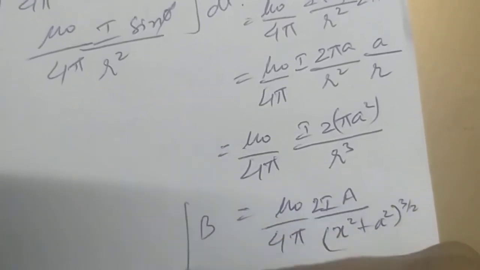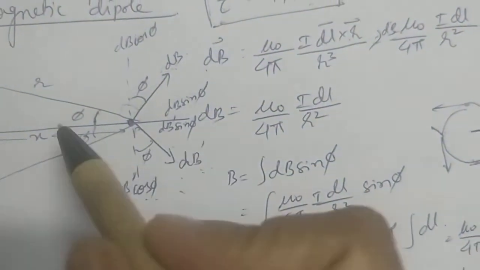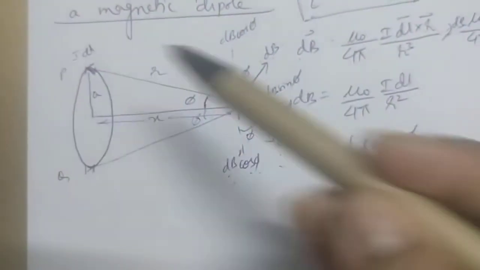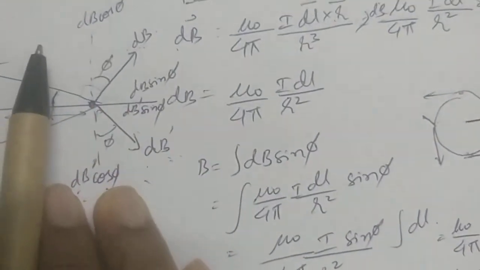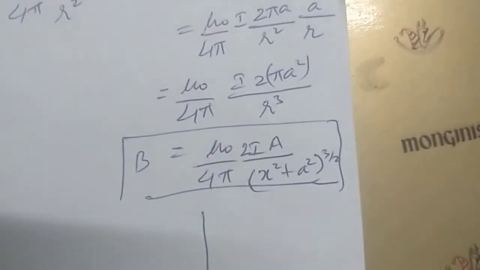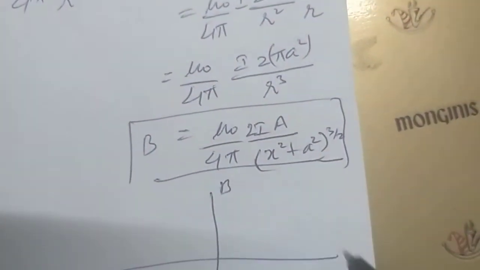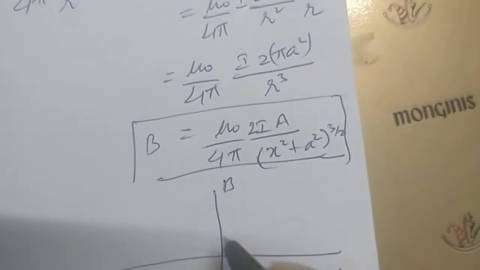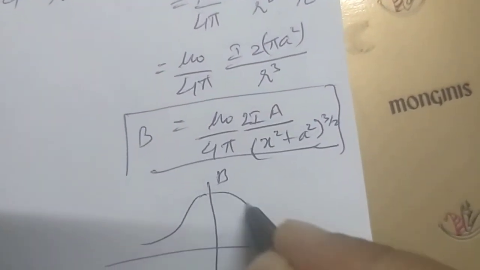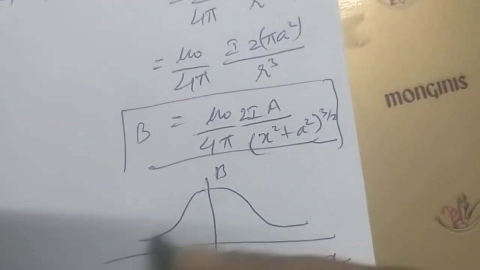This is the magnetic field, and the direction is this way or this way depending on the direction of the current in this loop. So that means along the axis, the magnetic field will be along the axis. Now in this expression, if you draw how the magnetic field varies with x, it varies this way. As you go out, it decreases.